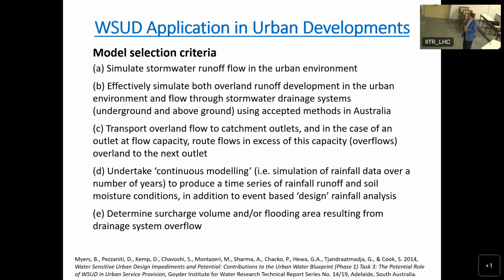Transport overland flow to catchment outlets, and in the case of an outlet at overflow capacity, route flow in excess of the capacity. Basically, what we were interested to know, we were aware that the infrastructure capacity is low, but with the change in the urban area, what is happening in terms of the overland flows. So these were some of our requirements for selecting a suitable model.